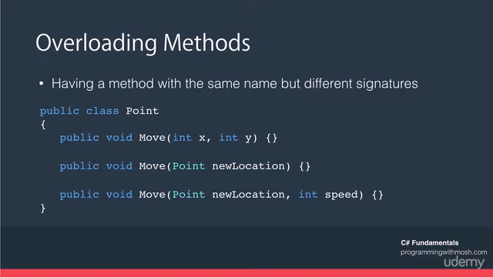And also here we have a third overload that takes a point and a speed, which can create some kind of animation while moving the point from one location to another. You don't always have to overload your methods, but if there are cases where you see you can improve your code and make it easier for the consumer of your method, overloading is a technique in your toolbox.